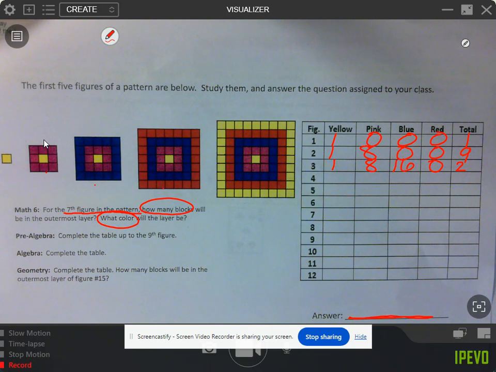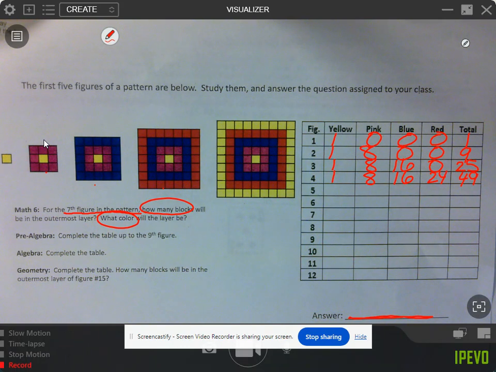I heard 24 and I heard 25. It's 25. I know it's gonna be 25 because I know the pattern. So I know this is gonna be a 25. Because there is a pattern with my favorite numbers. Figure 4, how many yellow? 1. How many pink? 8. How many blue? 16. How many red? 1. How many total?